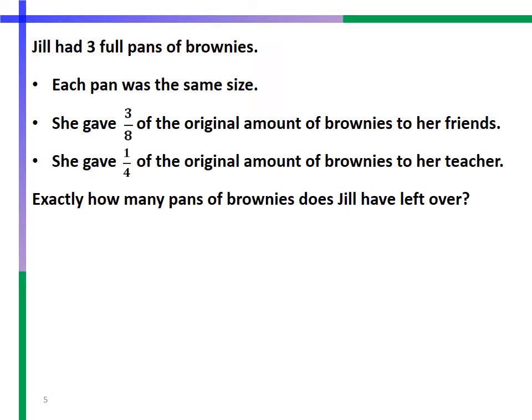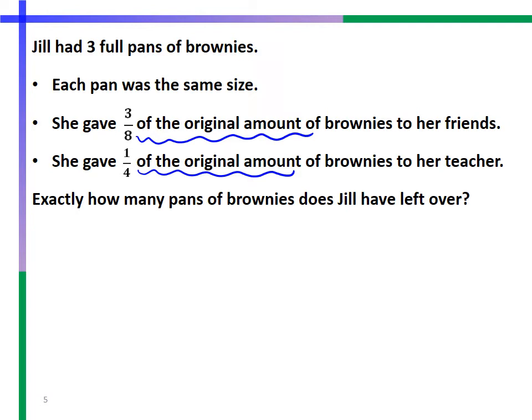Jill has 3 full-size pans of brownies. Each pan is the same size. She gave 3/8 of the original amount of brownie to her friends. She gave 1/4 of the original amount of brownies to her teacher. So nice. Exactly how many pans of brownies does Jill have left over? So this is going to require multiple steps.